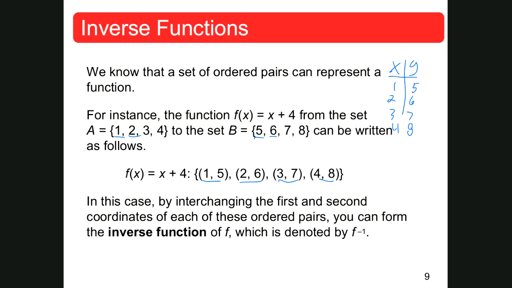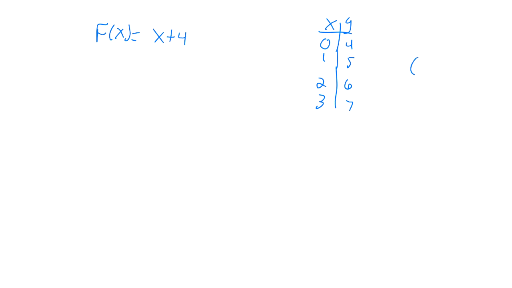In this case, by interchanging the first and the second coordinates of each of these ordered pairs, you can form the inverse function. Let me go to a clean sheet. Okay, so let's say I gave you f of x equals x plus 4. And we made out the t-chart, and we had 0, 1, 2, and 3. So if you put 0 in there, you get 4. You put 1 in there, you get 5. You put 2 in there, you get 6. You put 3 in there, you get 7. Okay, so my ordered pairs are 0, 4, 1, 5, 2, 6, and 3, 7.